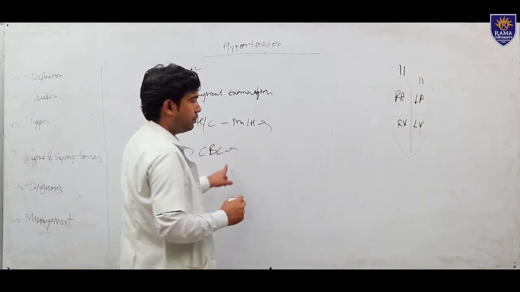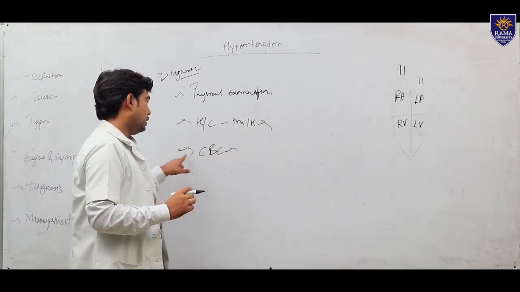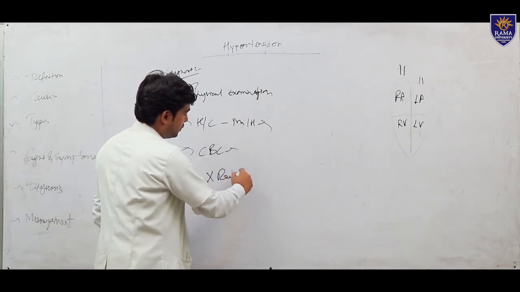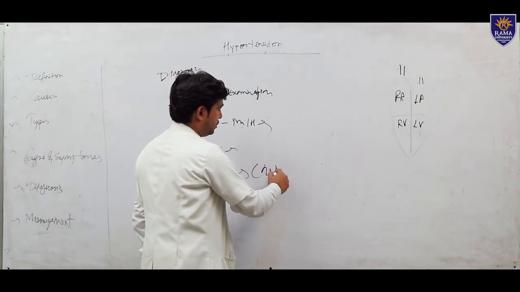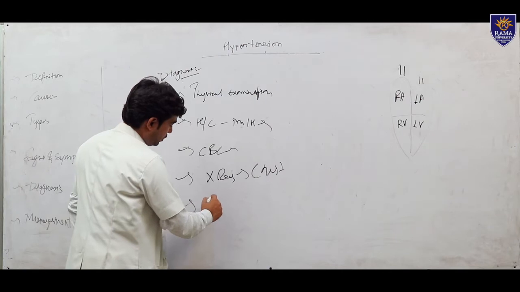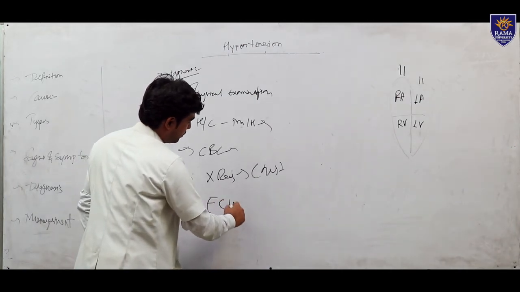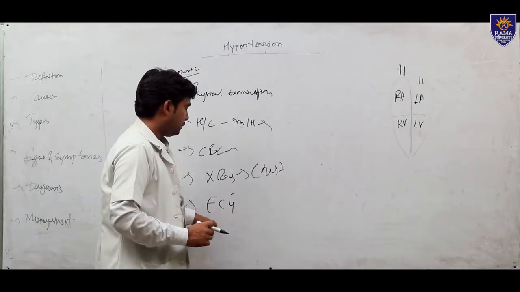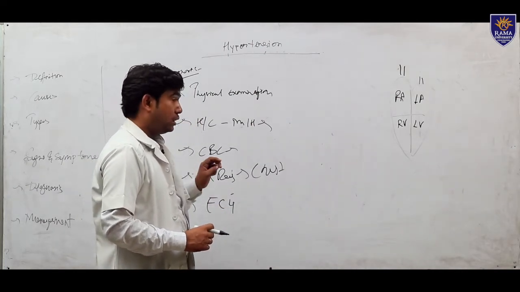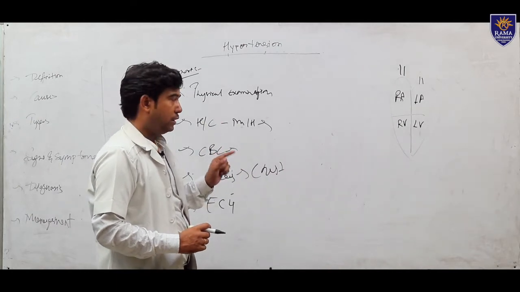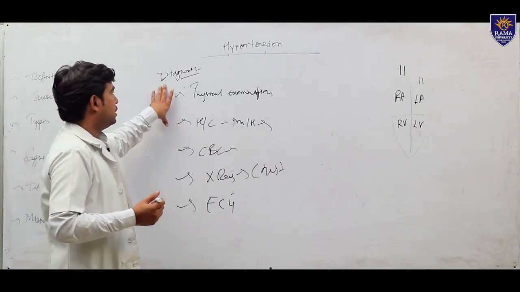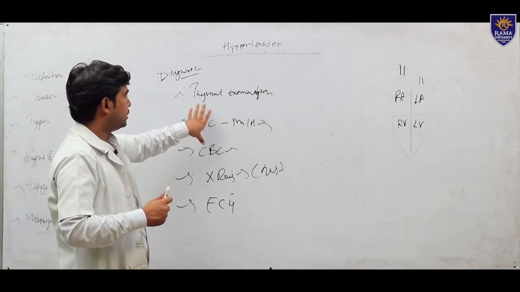It means complete blood count we can do here, and we can do X-ray. Which part? Chest X-ray. And one more thing we can do is ECG. What is the full form of ECG? Electrocardiogram, and it will show the rhythm of the heart. So these are the diagnosis of hypertension.